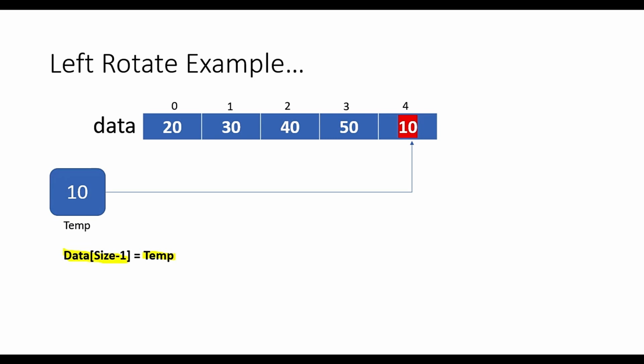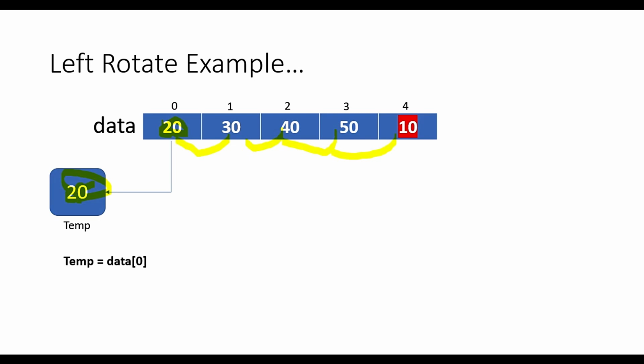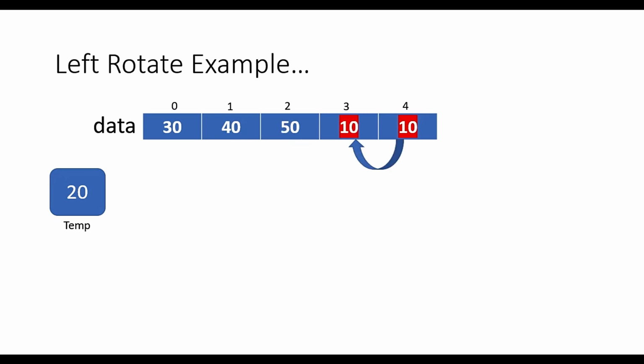Let's say if I want to again rotate the array by one more position, so I'll take the same array, and in this case again I'll take 20. I'll copy it in a temporary variable. Once I've copied 20 in a temporary variable, I'll start shifting the elements by one position. So first I will move 30 on 20's position. Then I'll move 40, I will move 50, and I'll move 10. And then I can copy 20 in the end of the array. So 20 is copied in the end of the array.